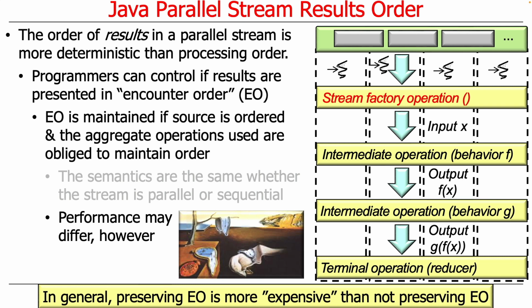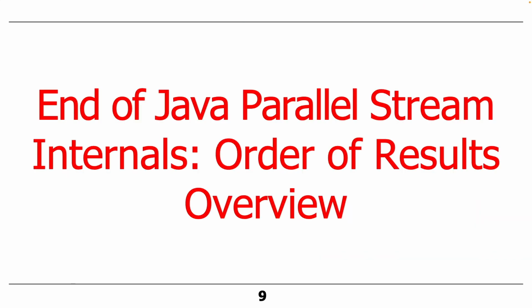So as a general rule, which doesn't always matter, preserving encounter order is a bit more expensive than not preserving encounter order, because by the time you get down to the terminal operations, if encounter order must be preserved, it has to rearrange everything so you get the results in the order that you encountered them initially, which may not be anything like the order in which they actually ran in the underlying apply phase. So that's just a quick overview of ordering of results. Now we're going to take a look at some examples here shortly that'll make this all more concrete.